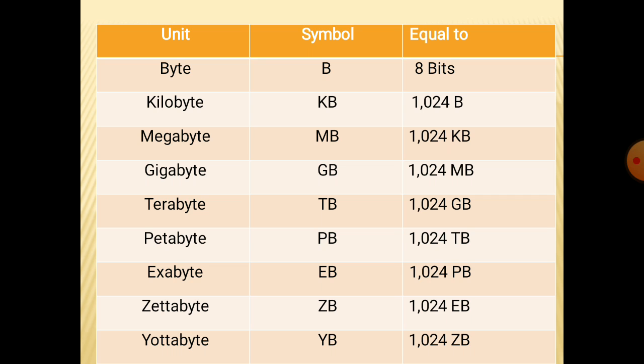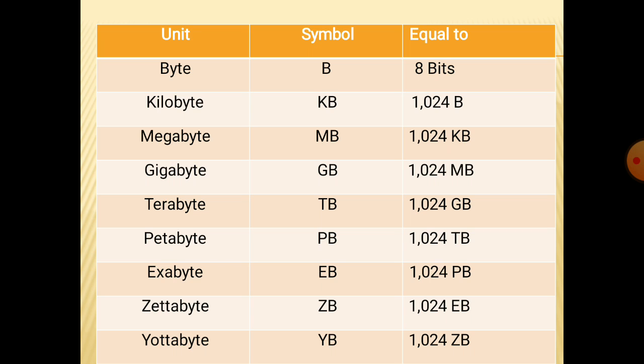This is the diagram we have, where we can see the different measuring units of memory in the format of byte. Here byte is denoted with the B symbol. I have classified it into 3 columns: the first is unit, next the symbol which we use, and then the equivalent in bits and bytes. The first one is byte, denoted with B. It is equal to 8 bits.